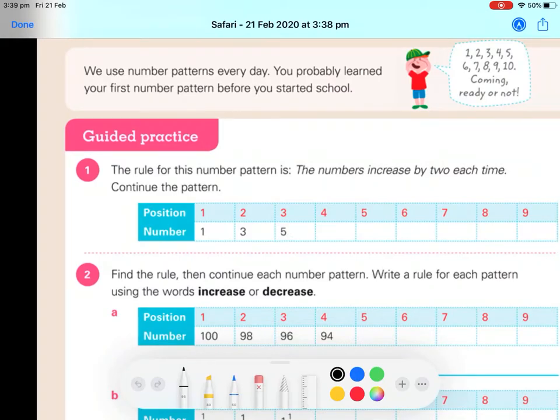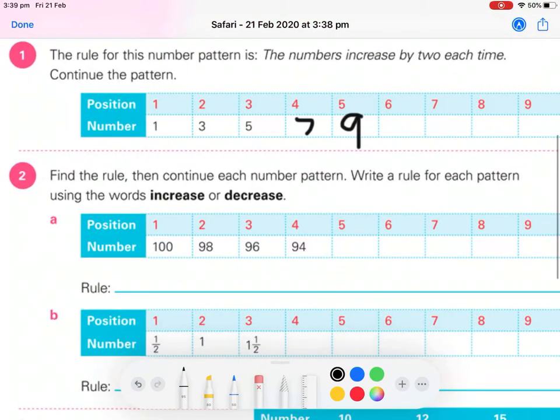So number 1, the rule for this number pattern is the numbers increase by 2 each time. So continue the pattern, 1, 3, 5. Then I'm just going to count on with my fingers, 5, 6, 7, 8, 9, and continue on from there.